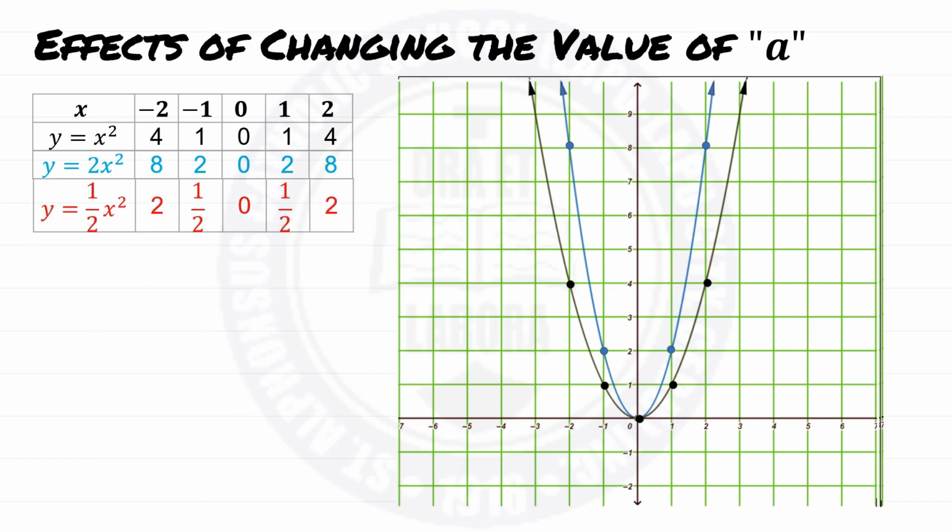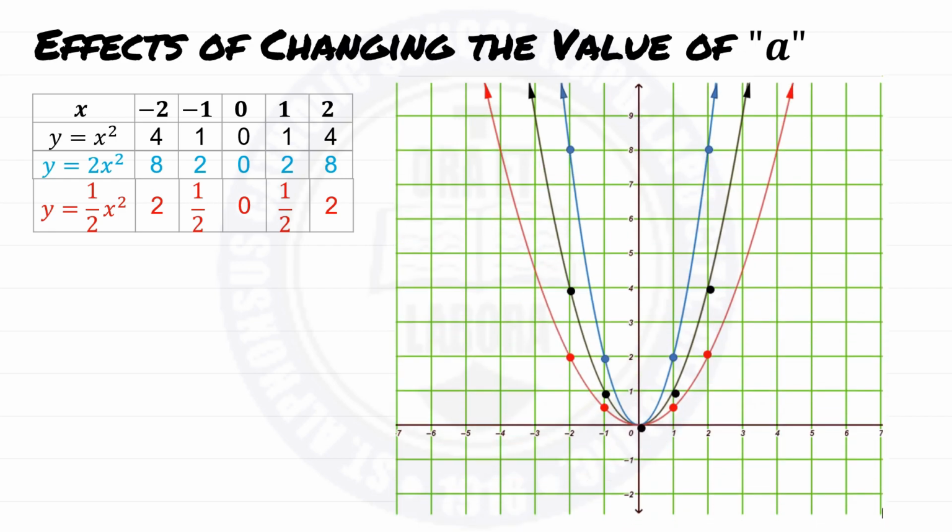Third, y equals 1/2 x squared. The value of x is still -2, -1, 0, 1, 2. And the value of y respectively is 2, 1/2, 0, 1/2, 2. In this case, this will be our graph. So the red graph there, or parabola, represents y equals 1/2 x squared.